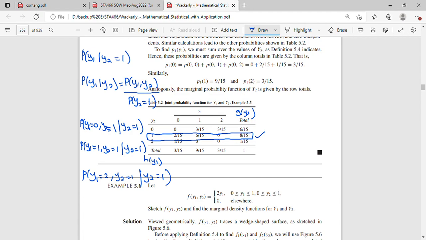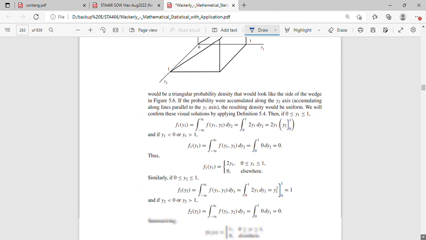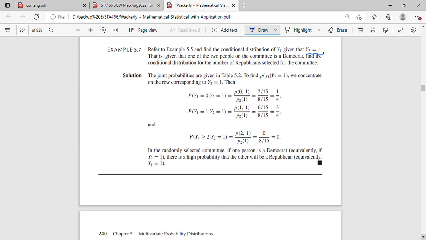Kita ada semua ni kan, 2 over 15, 6 over 15, pair of 0 and 1, pair of 1 and 1, and pair of 2 and 1 is 0. Kan kita ada juga marginal untuk y2 adalah 8 over 15. Okay, so we will find these 3. So how to get that?